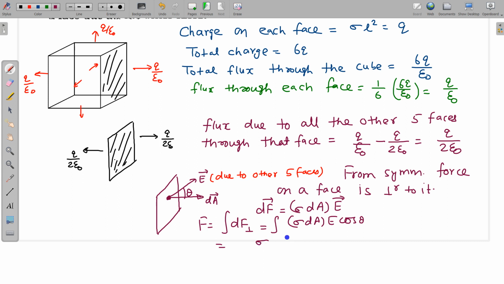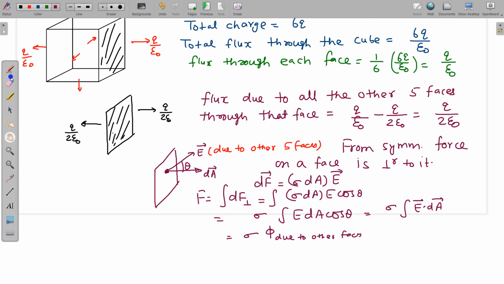Sigma is constant, it can be taken out. It is integral of E dA cos theta, which is simply the integral of E dot dA, and the integral of E dot dA will be the flux passing through this face, and this is the flux due to the electric field of the other faces. So this is sigma multiplied by the flux due to other faces, and we know what the flux due to other faces is here. So flux due to other faces, multiplied by sigma. So flux due to other faces is q divided by 2 epsilon naught.